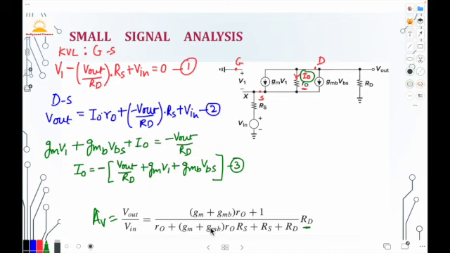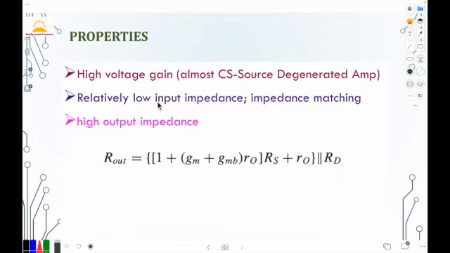Here once again you can see that the body effect is increasing the equivalent transconductance of the amplifier. Now the properties of the common gate stage. It has a high voltage gain, almost equal to the source-degenerated common source amplifier, and it has low input impedance, therefore it can be used in impedance matching. Its output impedance is very large and is given by this expression. So this is all about the common gate amplifier.